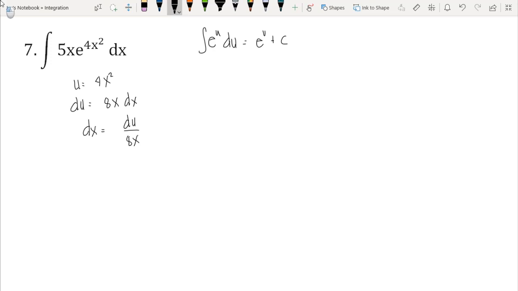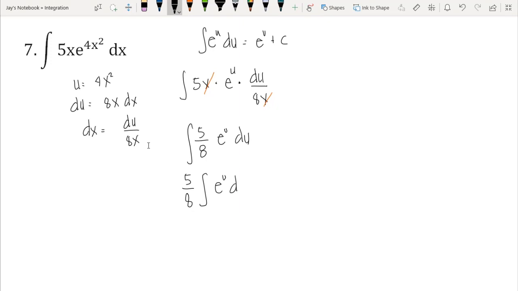Okay, so let's change this function in terms of u. Then we have the integration of 5x times e raised to u. Then our dx here is du over 8x. So we can cancel out x, and the remaining would be 5 over 8 times the integration of e raised to u du. So we can take 5 over 8 outside of the integration. We know that the integration of e raised to u du is equal to e raised to u plus c. Then we have 5 over 8 times e raised to u plus c.